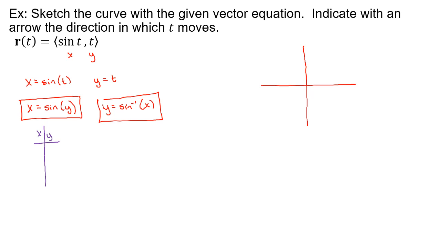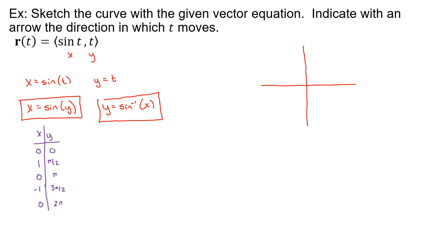So the angles you have to use are your y values. So let's say 0, pi over 2, pi, 3 pi over 2, and 2 pi. You're going to plug these y values in to generate x's. So sine of 0 is 0, sine of pi over 2 is 1, and then we'll continue this throughout.